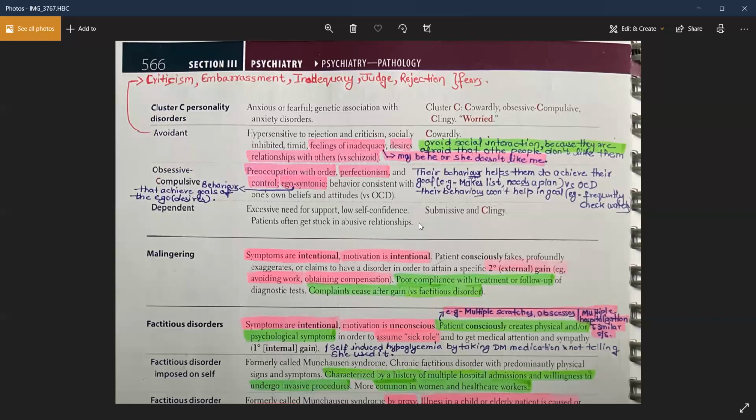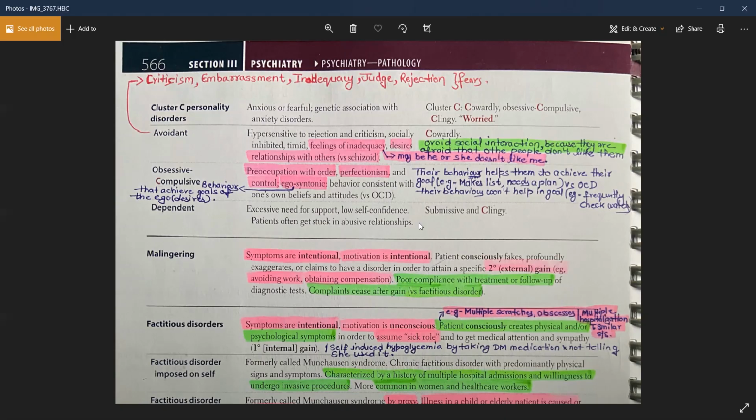So in all of these cluster C disorders, you have a worried patient. In cluster B, I have a very wild patient. In cluster A, I have a very weird patient. Any doubt about any of the cluster personality disorders, A, B, C? In order to remember all these symptoms and presentations, you must first imagine a patient in your mind. Imagine a video of a patient, and then try to differentiate all of these conditions from each other. You will get an idea how to diagnose all these conditions.